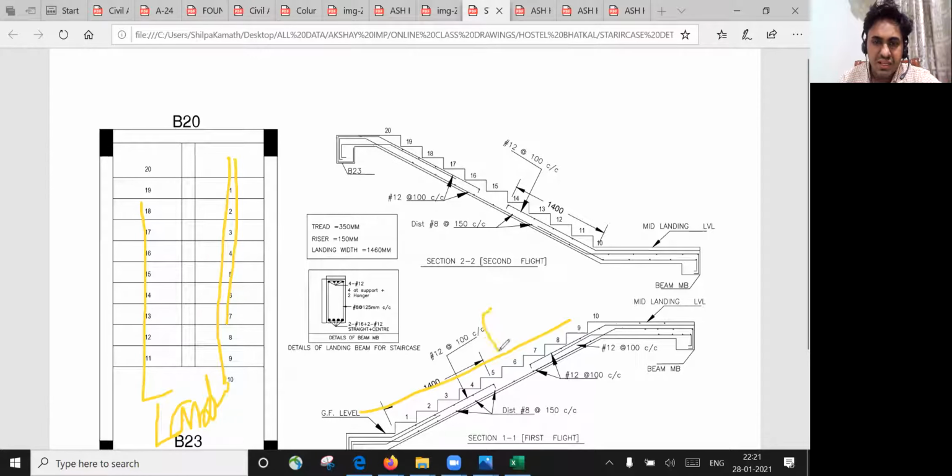So this is my flight. These are called flights. Since it is the first flight, I'm going to mark it as the first flight, and you're going to land here. From here exactly, this is called the landing. And now this is my second flight. Now we need to understand one thing, and I'll take you to the live drawing itself.